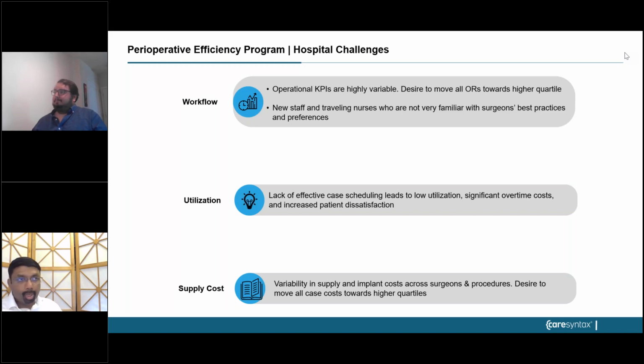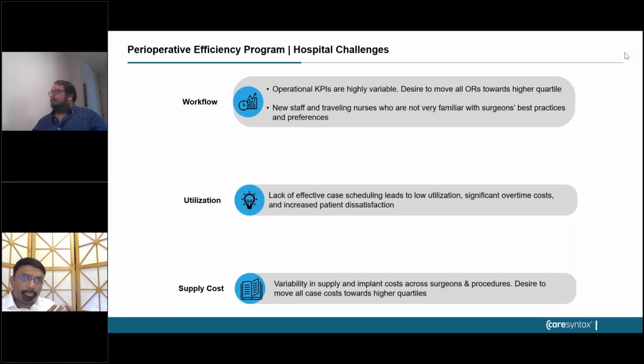Supply and line plan costs. Once again, is it necessary variation or unnecessary variation? How do you make sure that you can identify what's unnecessary variation, which is, once again, a data-driven conversation you want to have with the surgeons, with the clinical teams, and make sure that we're doing the right things by the patients, the surgeons, and the staff in here.